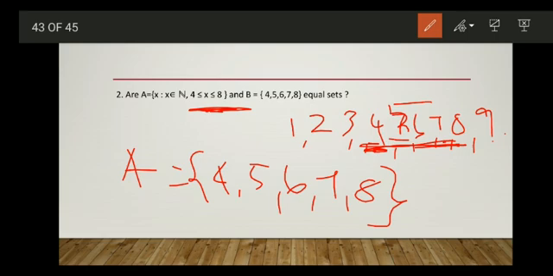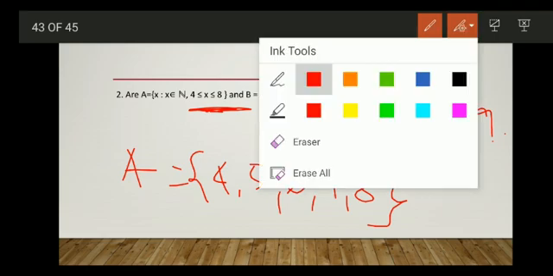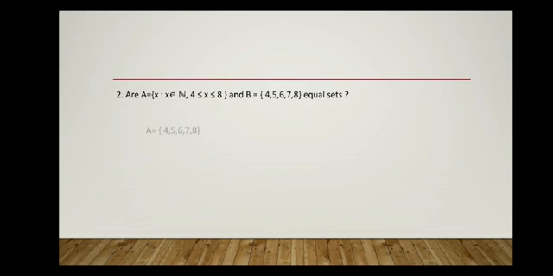See this second set, that is B. B is equal to 4, 5, 6, 7, 8. So are these sets equal? For two sets to be equal, they should have exactly the same elements. So set A is 4, 5, 6, 7, 8 and set B is also 4, 5, 6, 7, 8. They have the same number of elements and the same elements. Every element of set A is an element of set B and every element of set B is an element of set A here. So these two sets are equal.